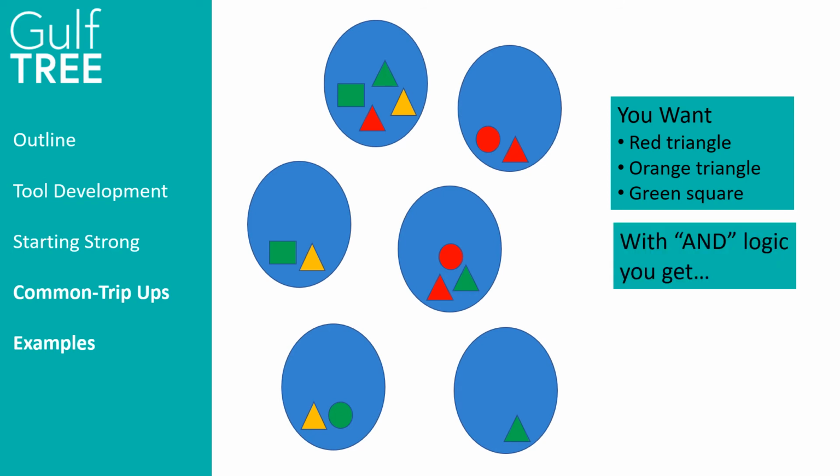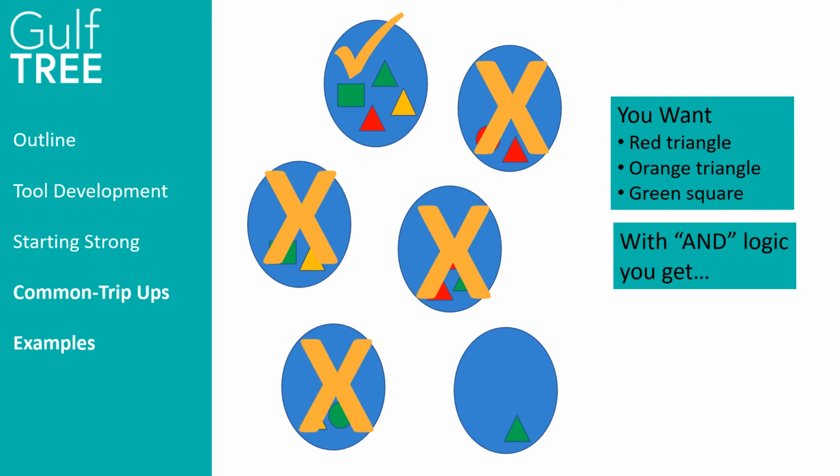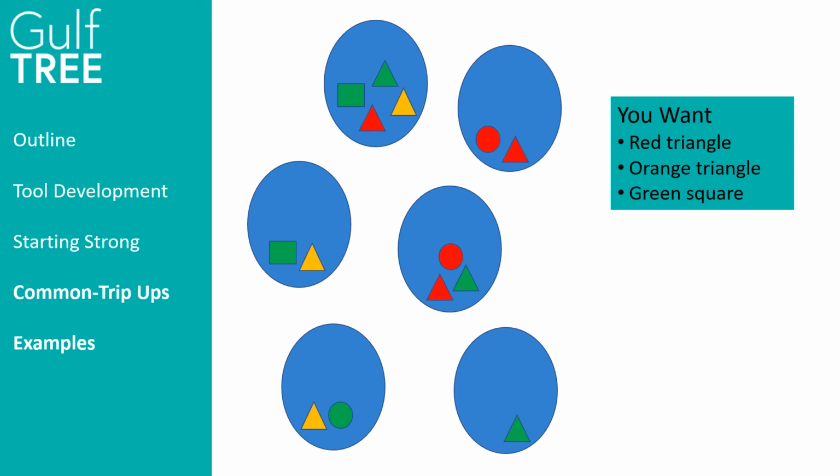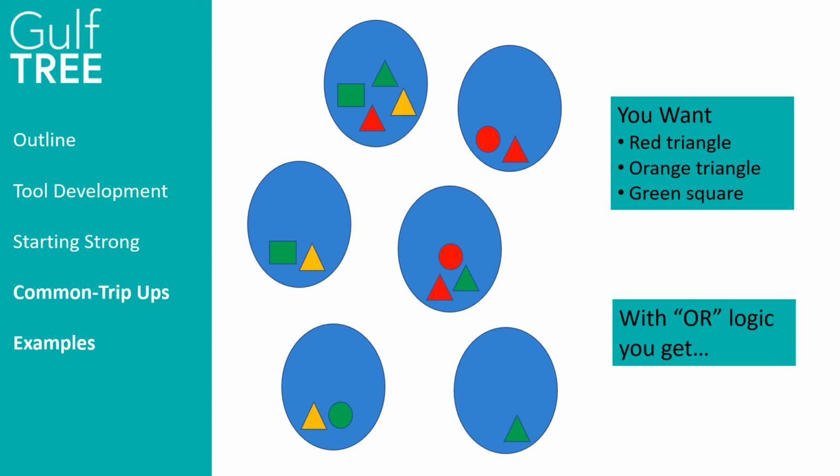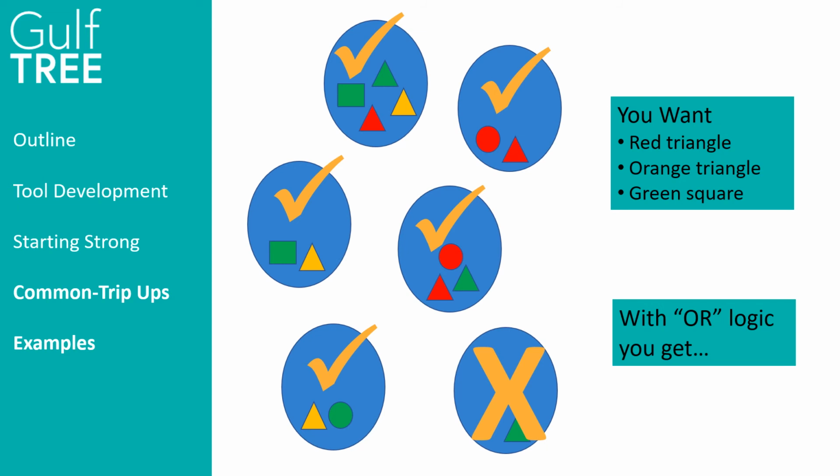If you use AND logic when looking through these tools, you'll definitely get this first blue tool because it has all three of those things. It's got a red triangle, an orange triangle, and a green square. But none of these other tools have all three of those things. So you'd only get one tool back using AND logic. If you used OR logic, meaning any of these three would be sufficient, you would get this tool, and this tool, and this one, and this one, and this one, and this one.